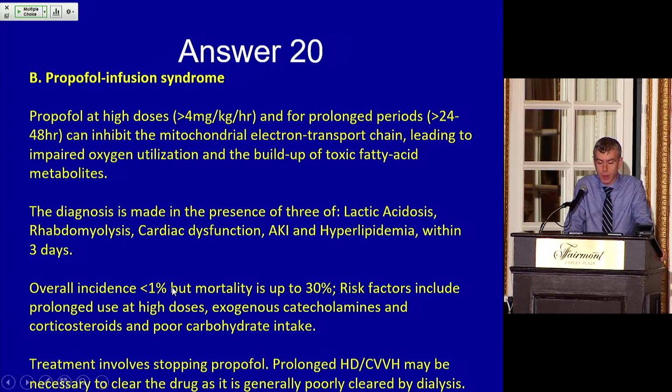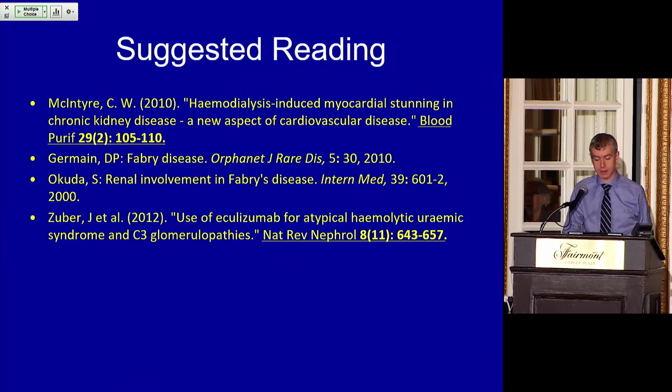The overall incidence is quite rare, less than 1%, but the mortality is up to 30%. And risk factors include prolonged use at high doses, exogenous catecholamine use, corticosteroids, and poor carbohydrate intake. The treatment involves obviously stopping the propofol, and prolonged dialysis or CVVH may be necessary to clear the drug as it is generally poorly cleared by dialysis.